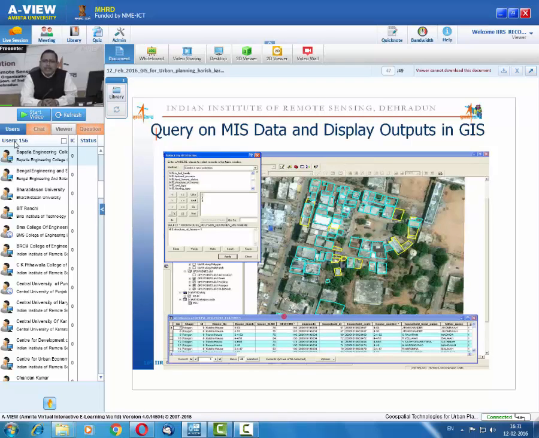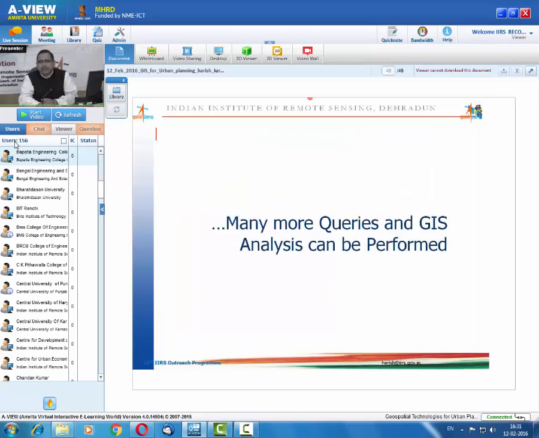There are more queries when you integrate your MIS and GIS together. So both ways of querying can be done, like location based queries and attribute based queries. Many more such queries and GIS analyses can be performed, and the output can be presented. So that's all about this particular topic.